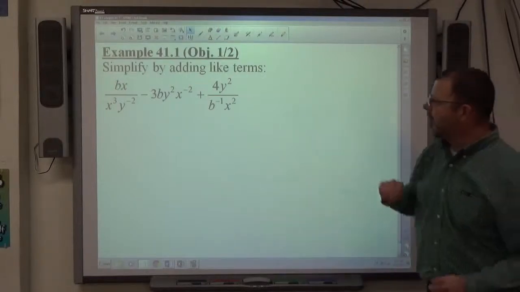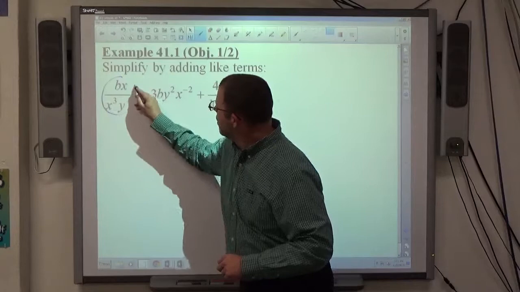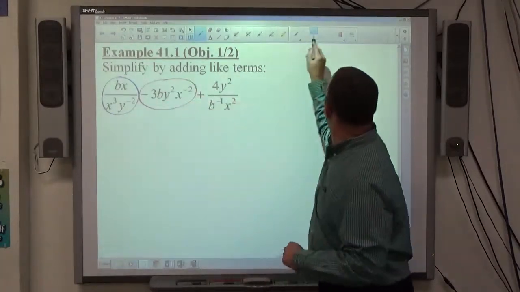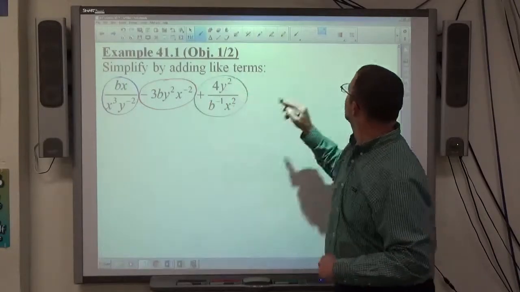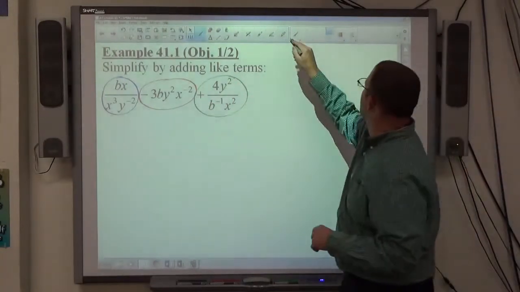Example 1, simplify by adding like terms, and we're going to notice that we have three terms here. This term, and the minus is attached to that term, and then finally we have this term. Okay, so Preston, tell me something wrong with the first term. Negative power on the bottom. Negative power on the bottom, perfect.